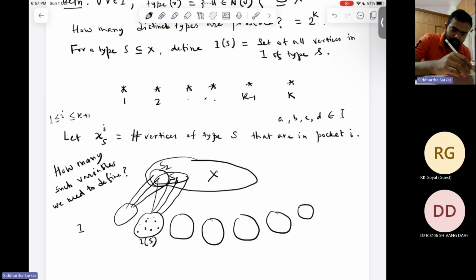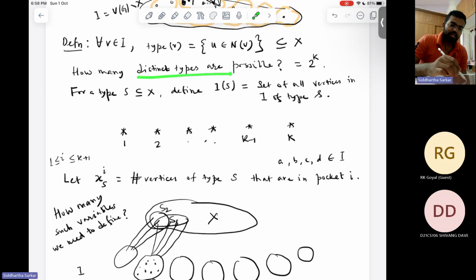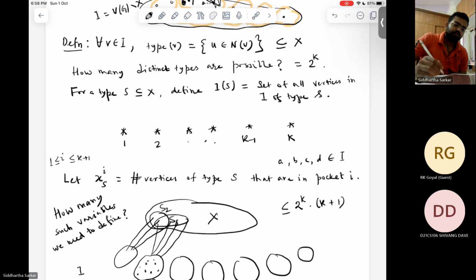You are partially right. For i, there are k plus 1 choices. And for S, which we answered, how many distinct types of S are possible: 2 raised to the power k. Therefore, the number of variables is nothing but 2 to the k into k plus 1 at most. So that is the number of variables, and now we're already in business.